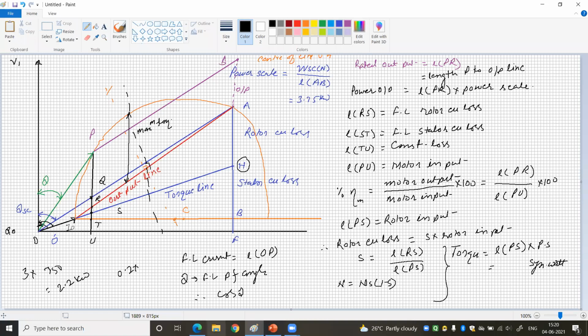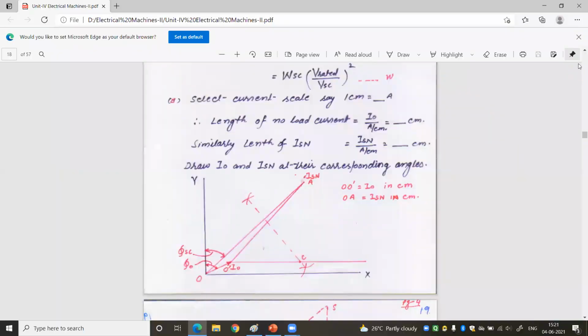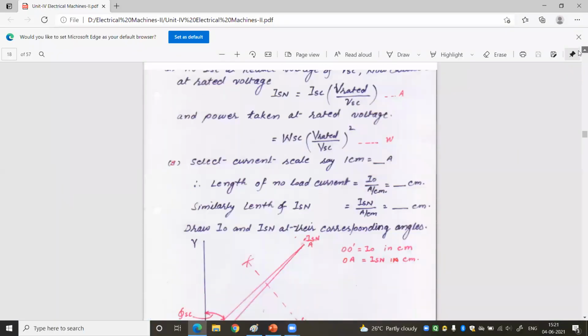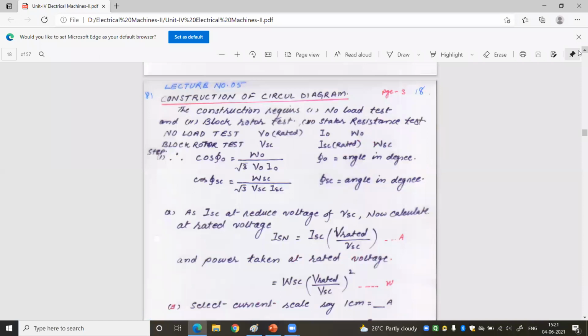Now we started our discussion from the construction of the circle diagram. It needs the no load test and the blocked rotor test. The no load test gives V0, I0, W0, whereas the blocked rotor test gives VSC and ISC, that is the rated values. Here voltage is rated, here current is rated.